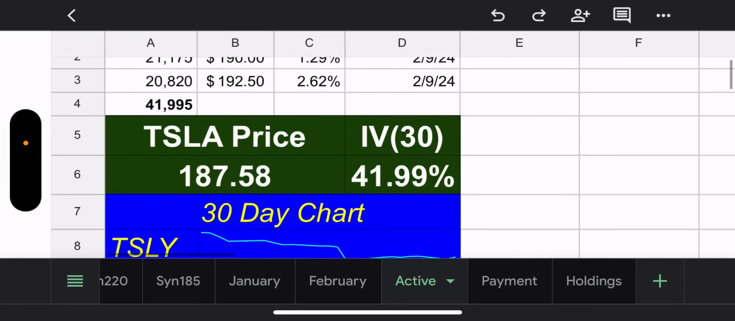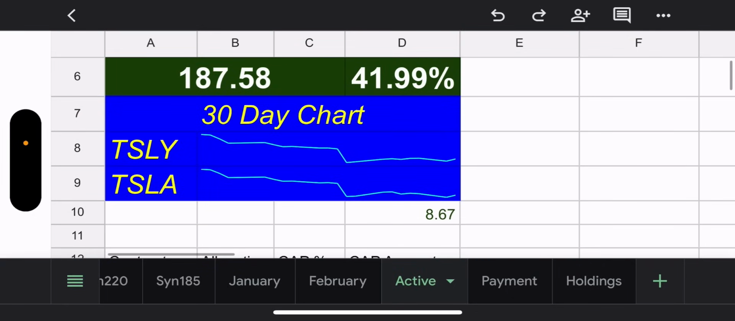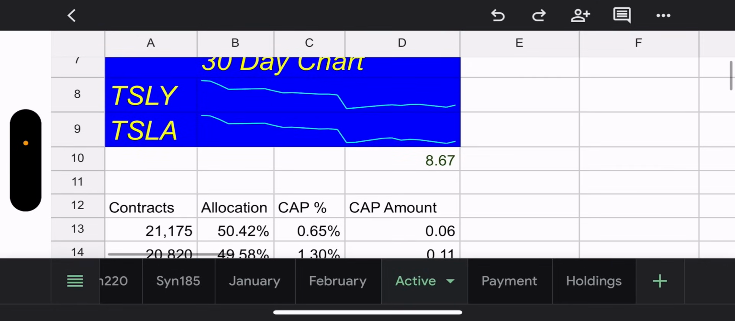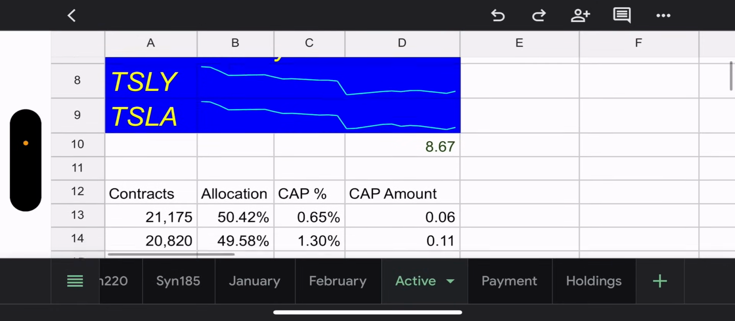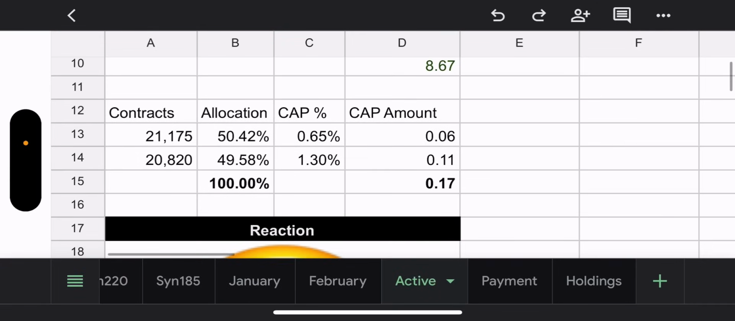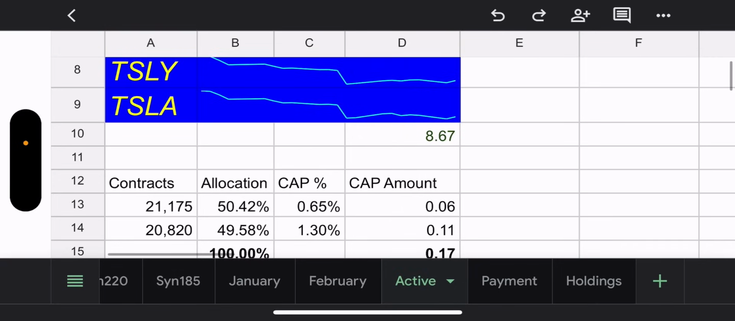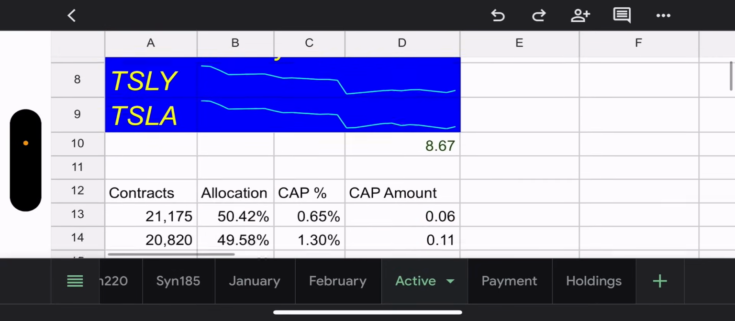30-day IV, 41%. 30-day chart, again, it's just on the downward trend. Eventually, things will flip. Again, Tesla's at 867. I'm showing possible capital gains through the end of the week of 17 cents. I know it's not much, but still, it's something.